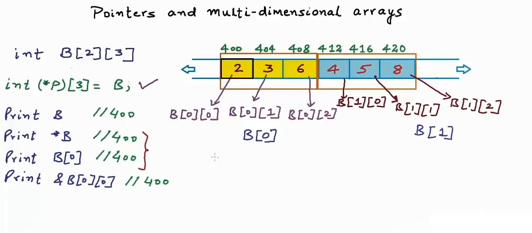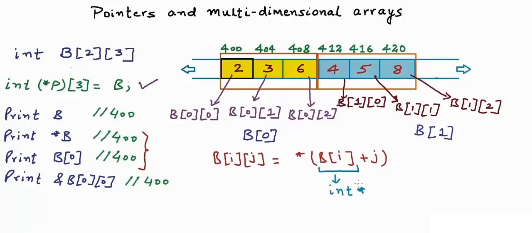We had also seen in our previous lesson that bij can be written as asterisk of bi plus j. If bi for some value of i is a one-dimensional array, then bi will return us an integer pointer to the first integer in bi. Then adding j is basically performing pointer arithmetic and getting a pointer to integer at index j in one-dimensional array bi. And then finally this dereferencing is getting the value of that integer.